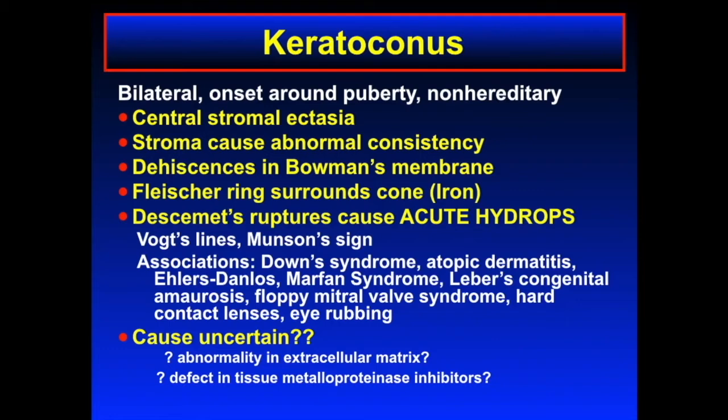There are some systemic associations. Leber's congenital amaurosis, that's really academic since they're already blind from that. Eye rubbing. Eye rubbing does play a role. There are some cases where patients have developed keratoconus in one eye, which they constantly rubbed, and had a normal eye on the other side. The cause is uncertain, probably an abnormality in the extracellular matrix.